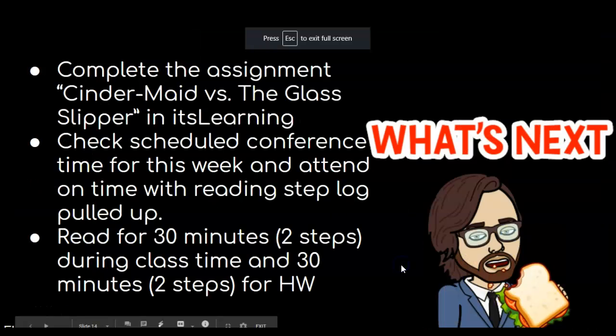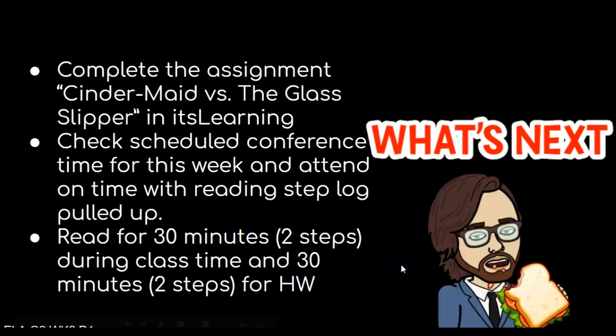Okay, we're going to skip this part. So your assignment for today is to complete the assignment. There's two little short stories, Cinder Maid and The Glass Slipper. You're going to compare and contrast these two like we've been doing. There's three quick little questions that you just respond and answer to, and it's learning.